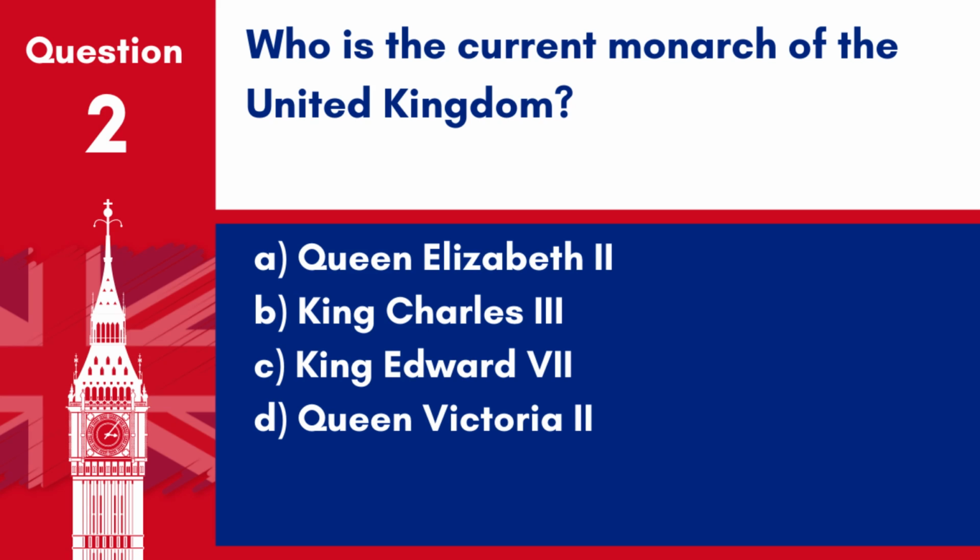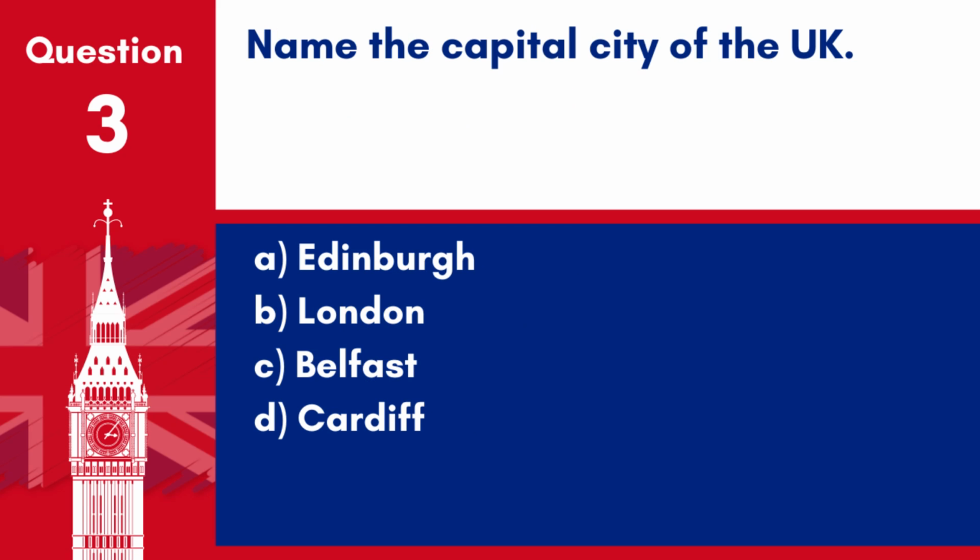Answer: B. King Charles III. He is the current monarch following Queen Elizabeth II. Question 3. Name the capital city of the UK. A. Edinburgh. B. London. C. Belfast. D. Cardiff.